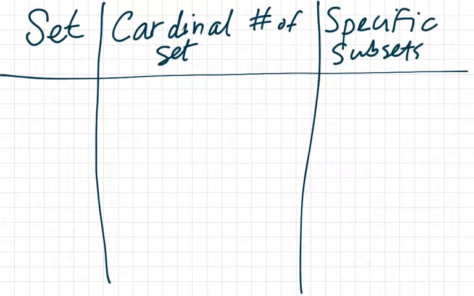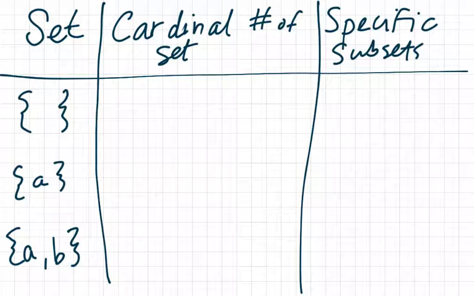So the last part of this section is doing an investigation to see if we can figure out a general way to figure out how many subsets a given set has based on its cardinal number. What we're going to do is look at a list of sets. We're going to figure out its cardinal number, how many elements are in that set, and then we're going to list out the specific subsets and figure out how many there are.